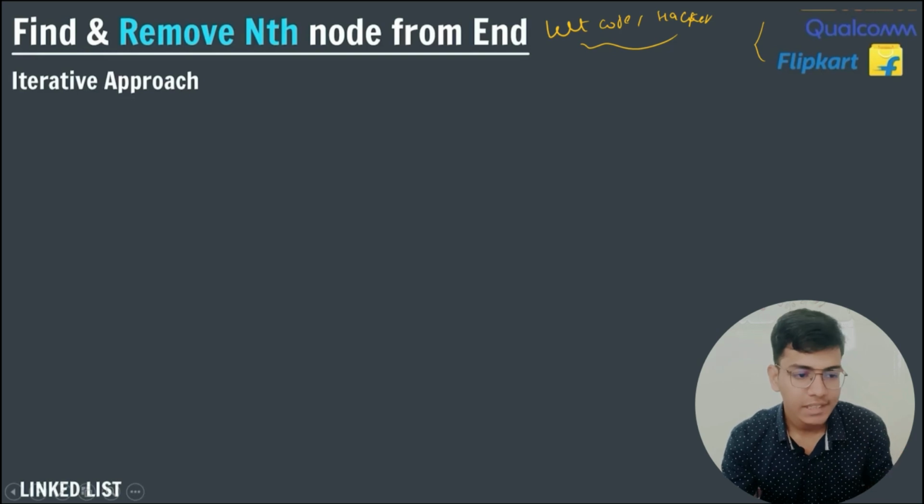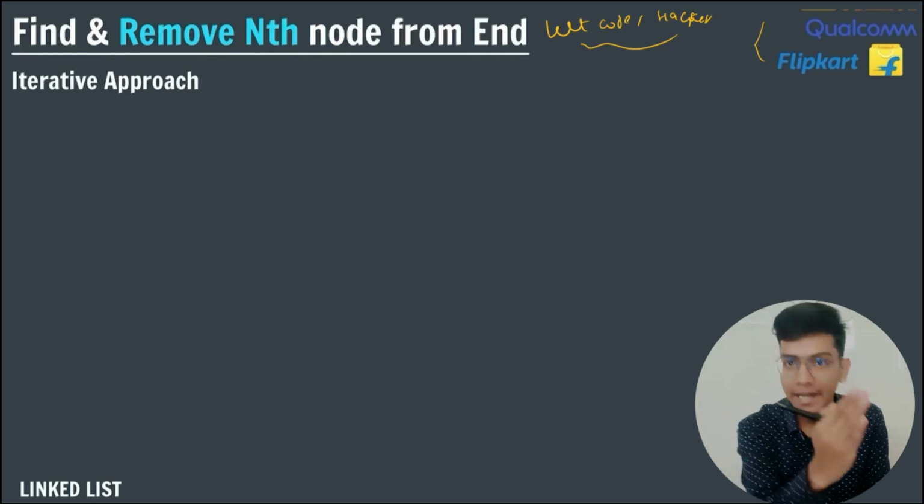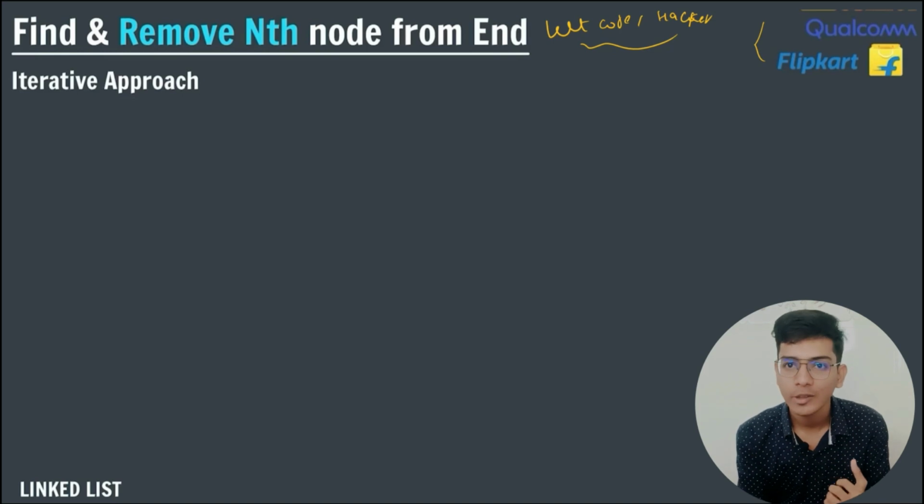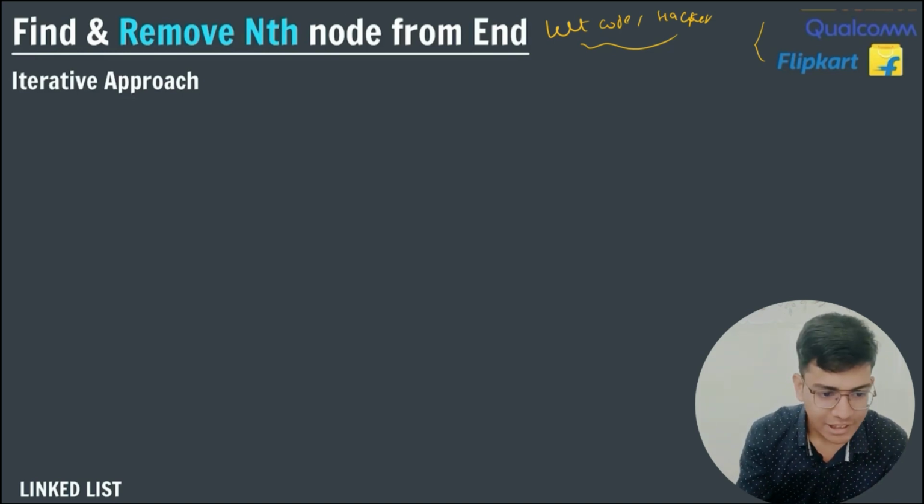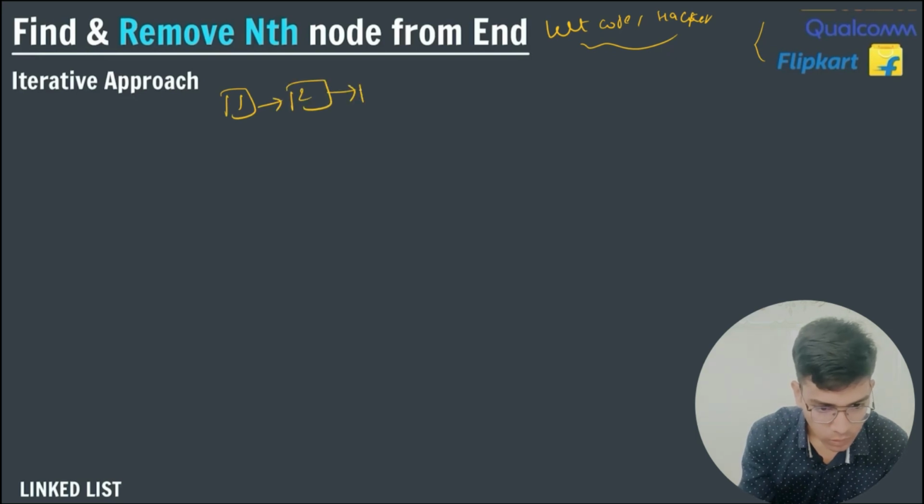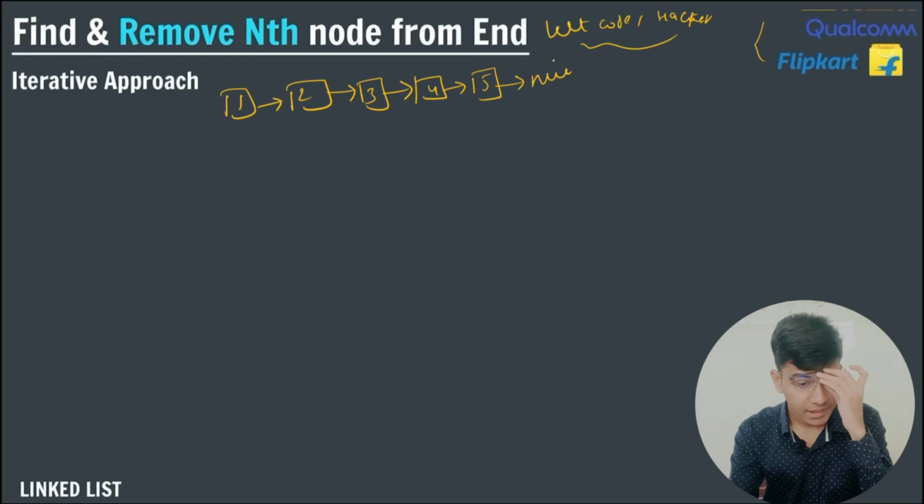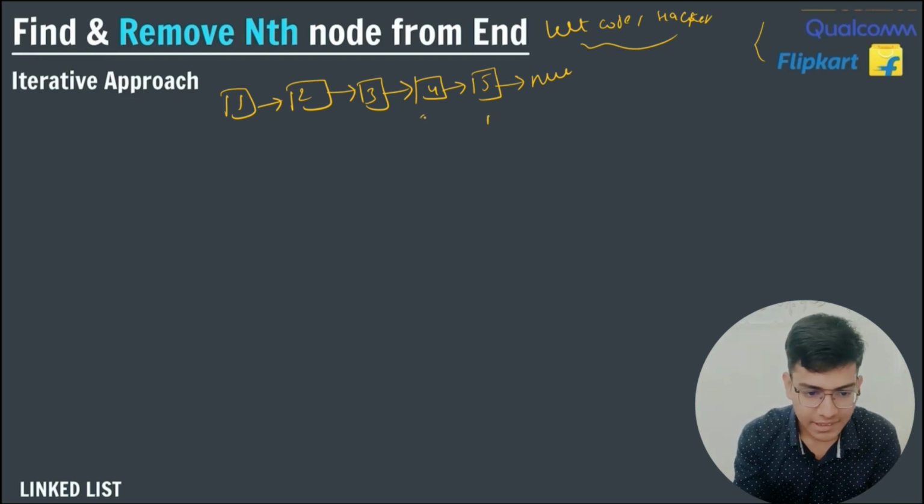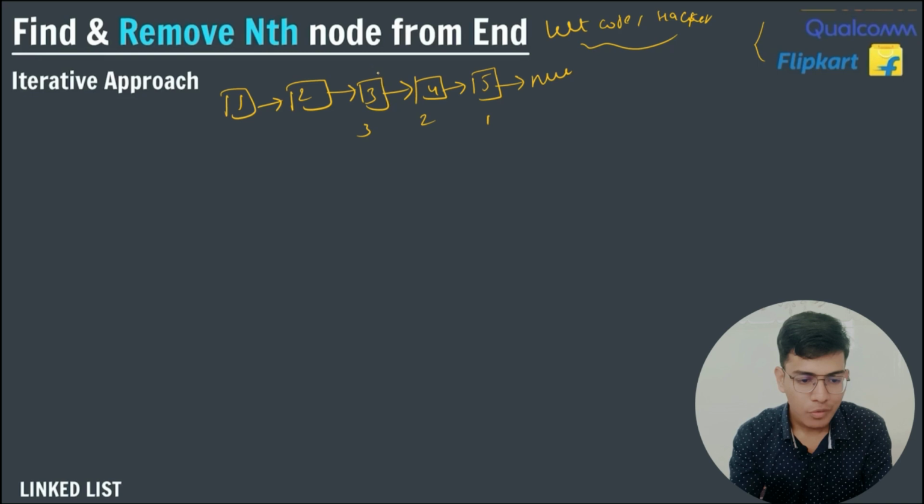So what the question is asking us, first of all, is to find the nth node from the end, and after finding it, we need to remove that nth node. So how are we going to do this? Let us take an example. This is my list: 1, 2, 3, 4, 5, and 5 is pointing to null. Here, let us consider that I need to remove the third node from the last. So this is my first index, second index, third index. So I need to remove this node.